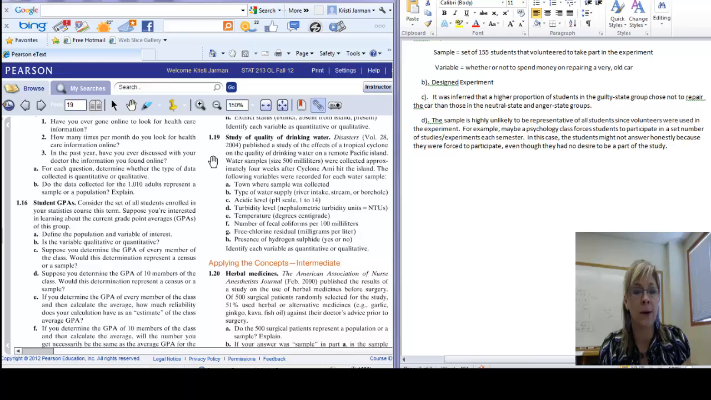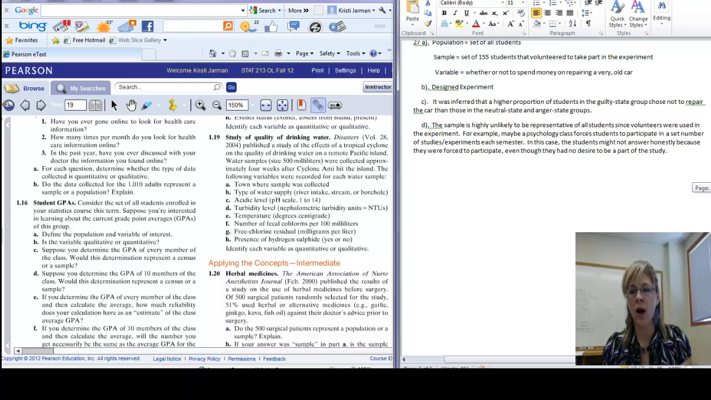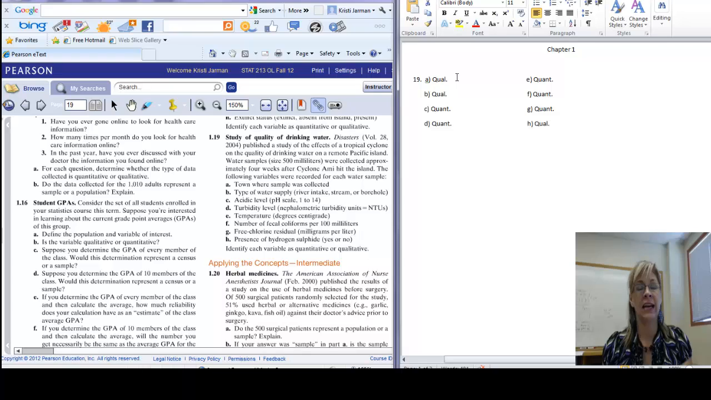Okay, variable A, town where the sample was collected. Now if you're talking about towns, those are going to fall into category names. They are names, they are not numerical measurements. So that would be a qualitative data value. All right, part B, the type of water supply: river intake, stream, or borehole. Again, going back and breaking up our answers all into categories, so that also would be qualitative in nature.